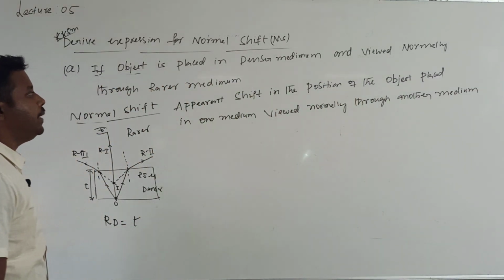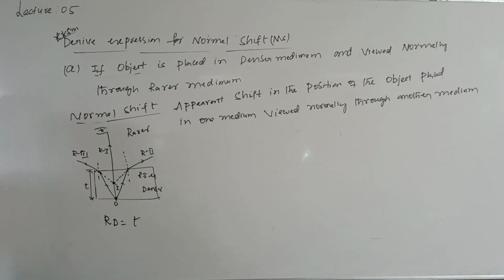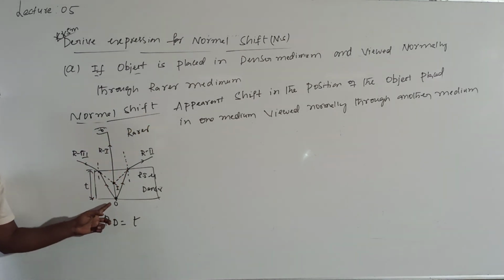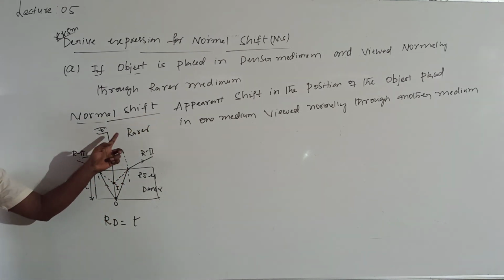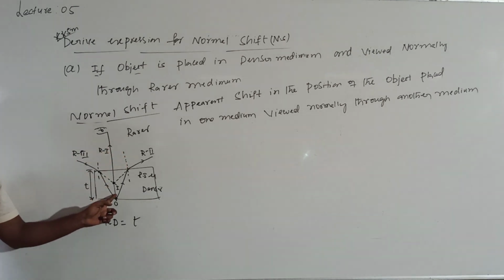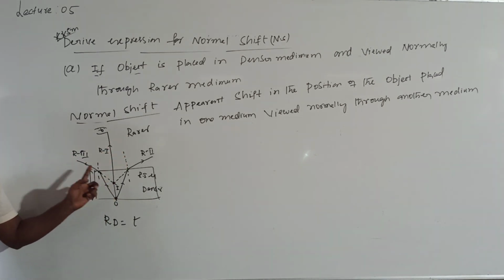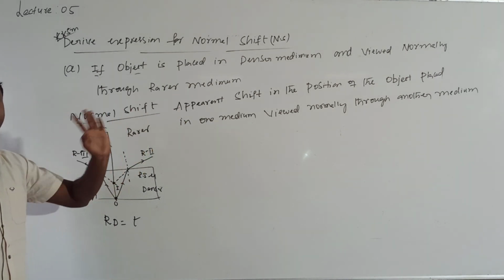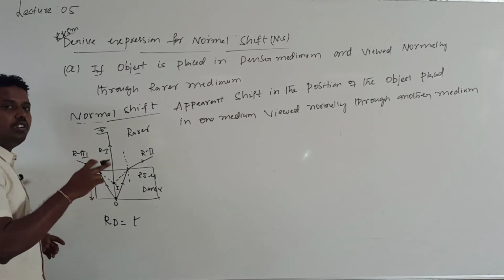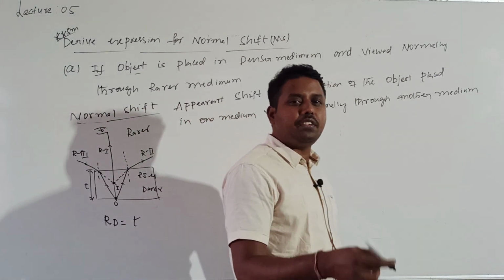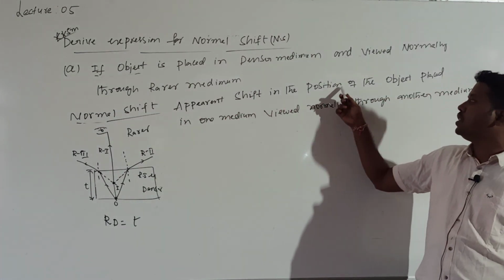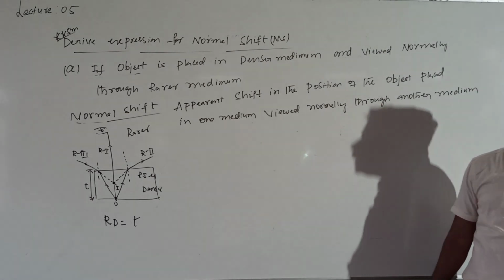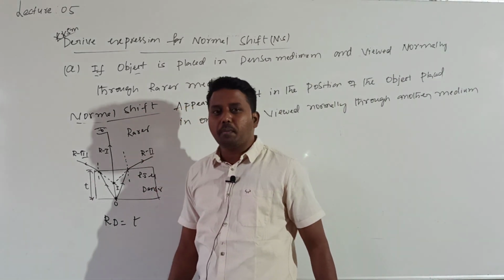Since I am not giving the PPT, here I am writing clearly with the diagram. So what is normal shift? In the diagram it is clear. The object was there at O. When viewed normally through the rarer medium, the object appears at I. The shift of the object from O to I is called the normal shift. In reality, the object does not go from O to I. It only appears to shift. So normal shift is the apparent shift in the position of the object placed in one medium, viewed normally through another medium.